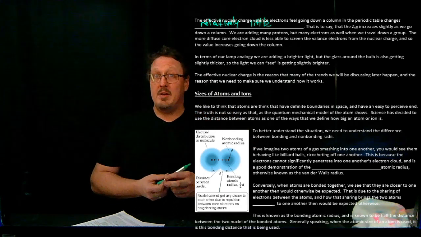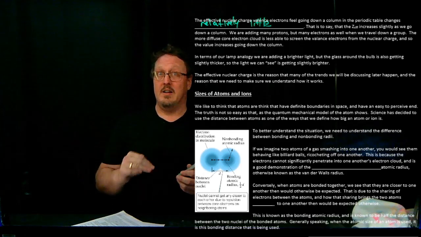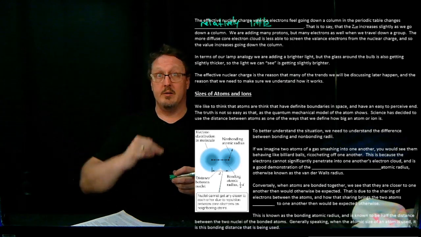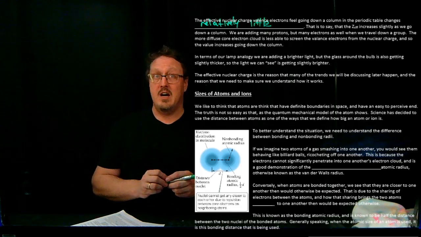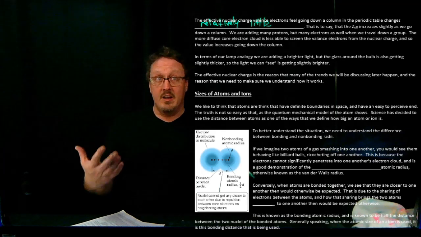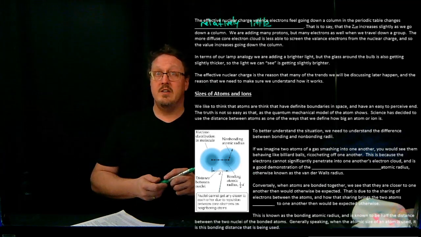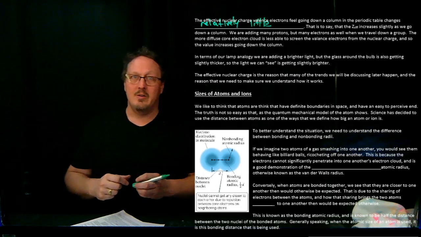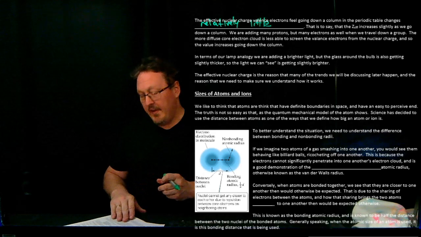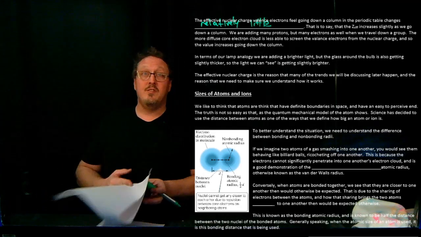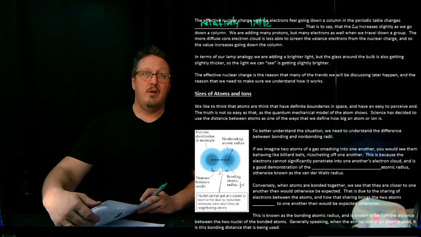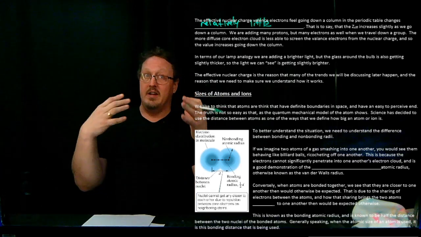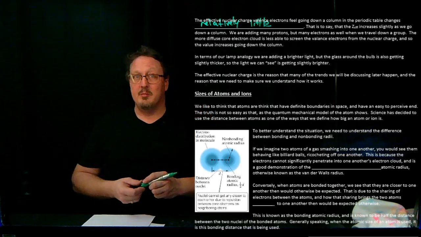We are adding many, many protons going from here to here in a family, but we are adding many electrons as well as we go down that group. And so the more diffuse core electron cloud is less able to screen the valence electrons from the nuclear charge, and so the value increases going down the column, just a little bit though. In terms of our analogy, we're adding a brighter light, but we're also adding a thicker shade around that light bulb, and so the amount of light that we see is only getting a little bit brighter.